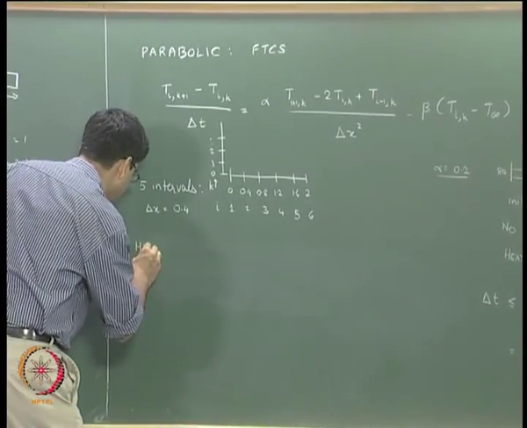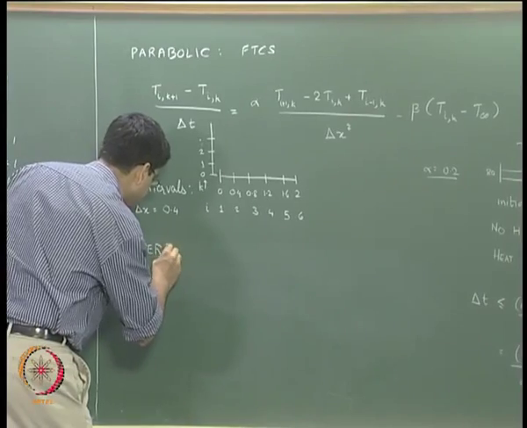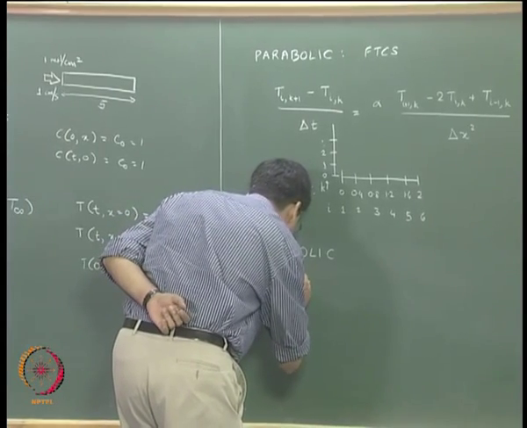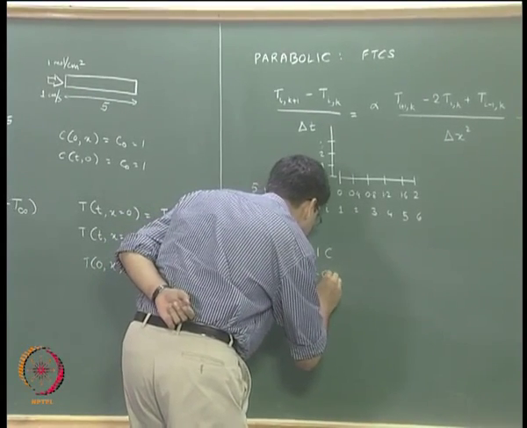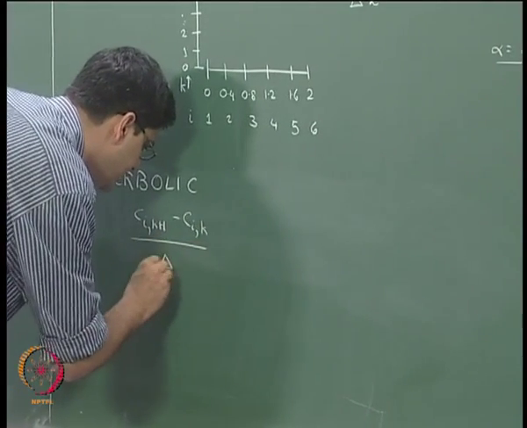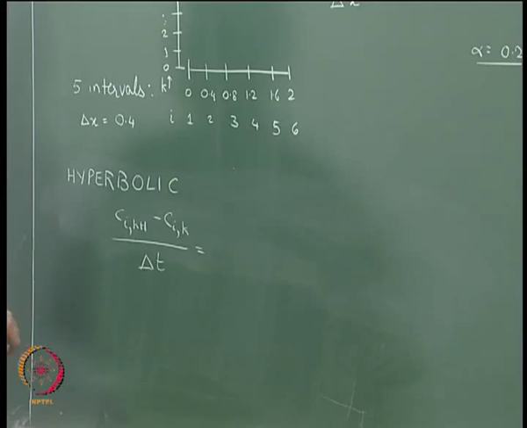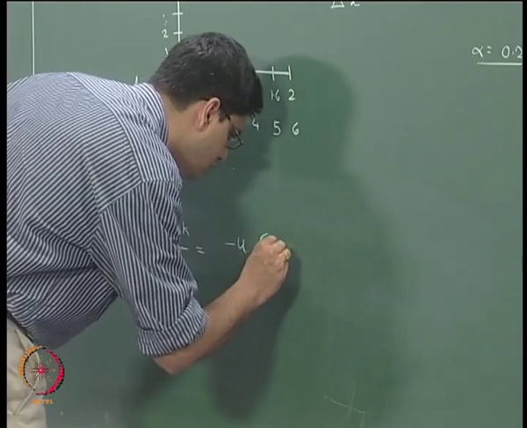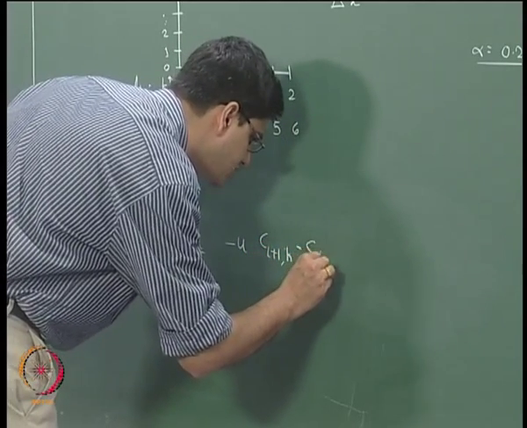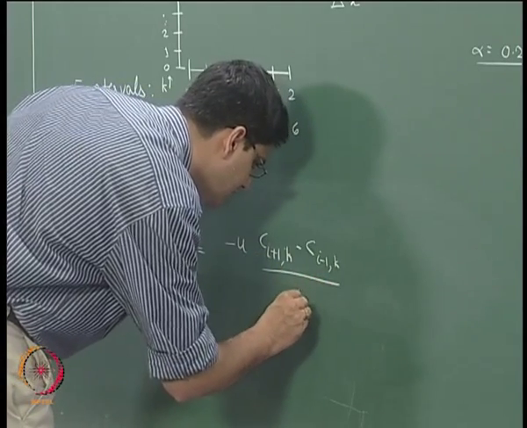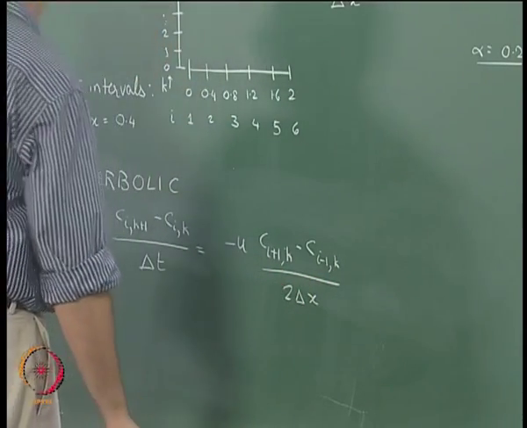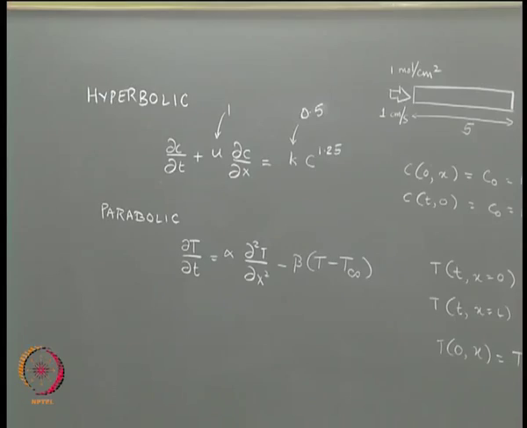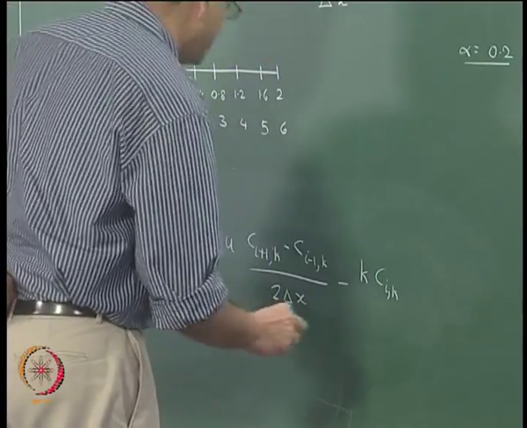We will do the same thing for the hyperbolic equation, and for hyperbolic we get (Ci,k+1 minus Ci,k) divided by delta t is going to be equal to minus u multiplied by (Ci+1,k minus Ci-1,k) divided by 2 delta x, minus k multiplied by Ci,k to the power 1.25.